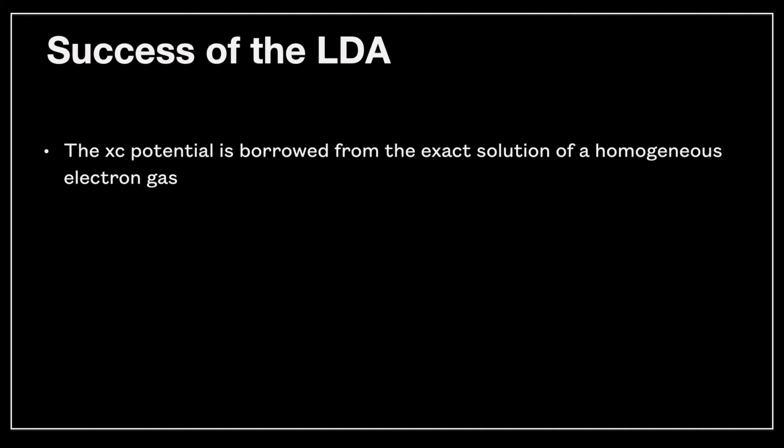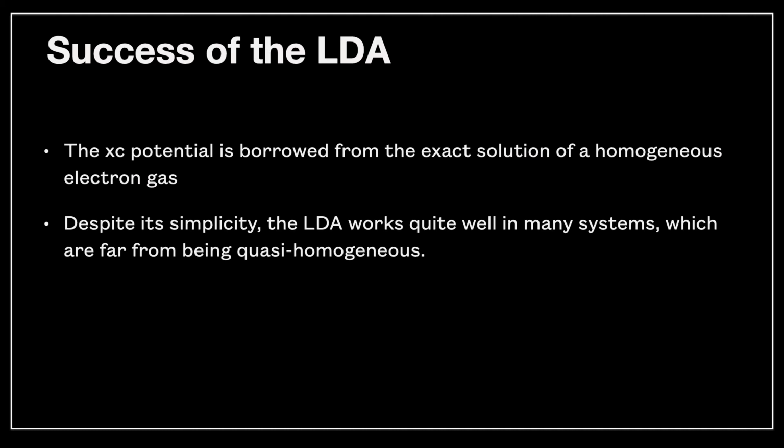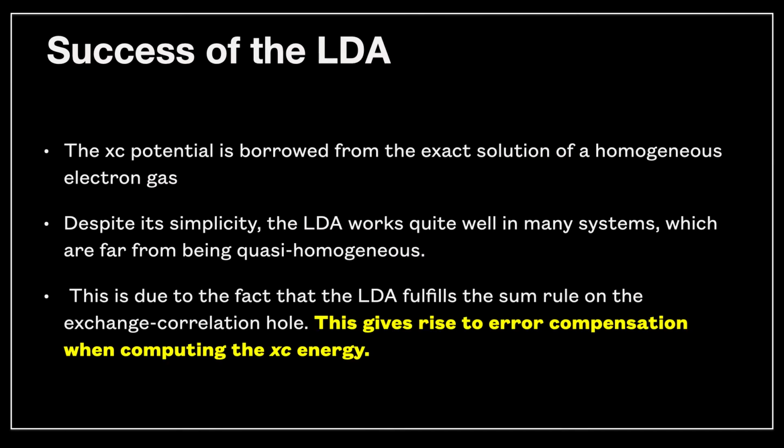So we know that the exchange correlation potential comes from the exact solution of the electron gas. LDA works very well, even for systems that are far from being homogeneous. And the fundamental reason why it works so well is a purely theoretical one. The reason for this is that the solution for LDA is an exact solution for the specific case of homogeneous electron gas.